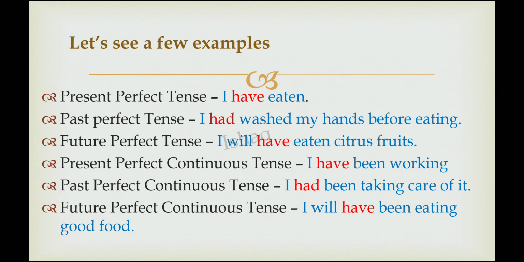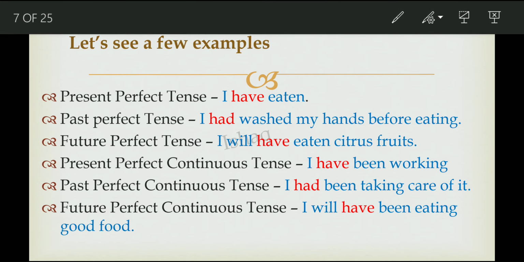See here the same examples, but what I have done is I have made this word, the have form, into red ink. So you can see that in all these tenses, six different tenses what we said, we have used different have forms. If it is present perfect, have. If it is past perfect, had. And future, will have. So we are using all different have forms. So I just made it in red ink.